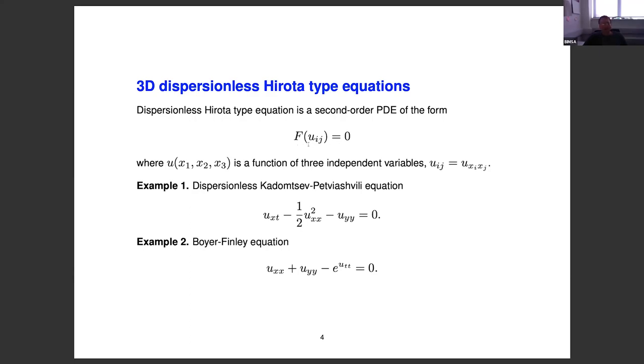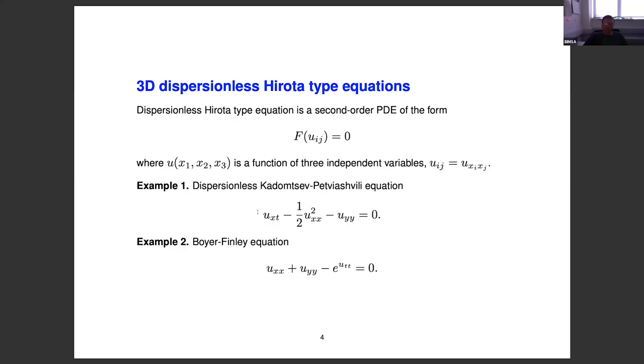In some cases, it will be convenient to resolve it with respect to, say, u_x1x1, and write this equation in the form u_x1x1 equals a function depending on the remaining five partial derivatives. All right, and this function f must satisfy certain integrability conditions. So let me show you some examples.